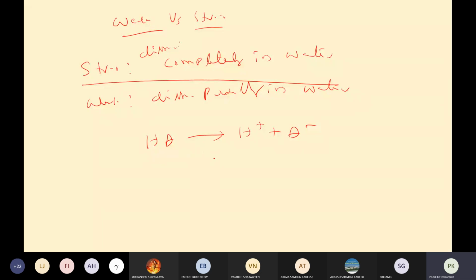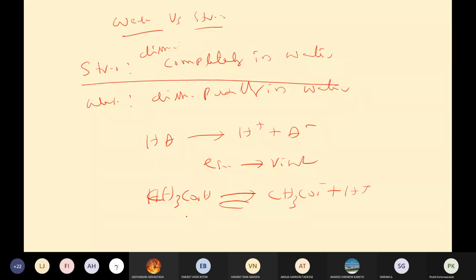That means for strong acids, the equilibrium is towards right. For weak acids, for example acetic acid, it dissociates into CH3COO minus plus H plus. For weak acids, the equilibrium is towards left. So that means strong acids dissociate completely in water, whereas weak acids dissociate partially in water. So from this, the strength of acids can be represented with the acidity constant or the acid dissociation constant.